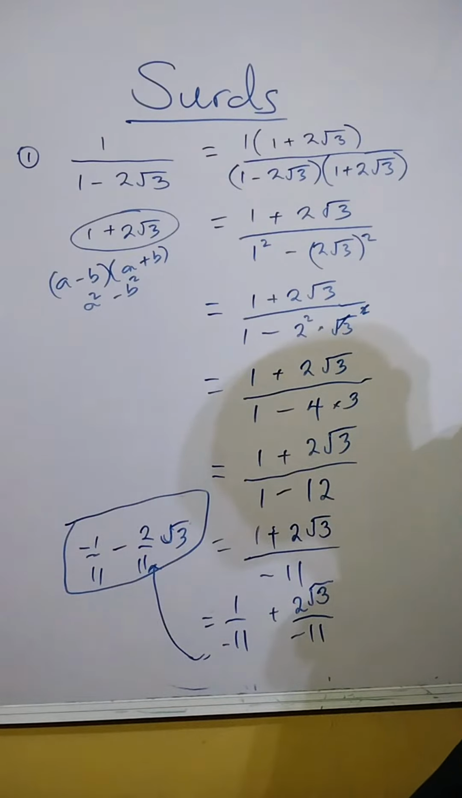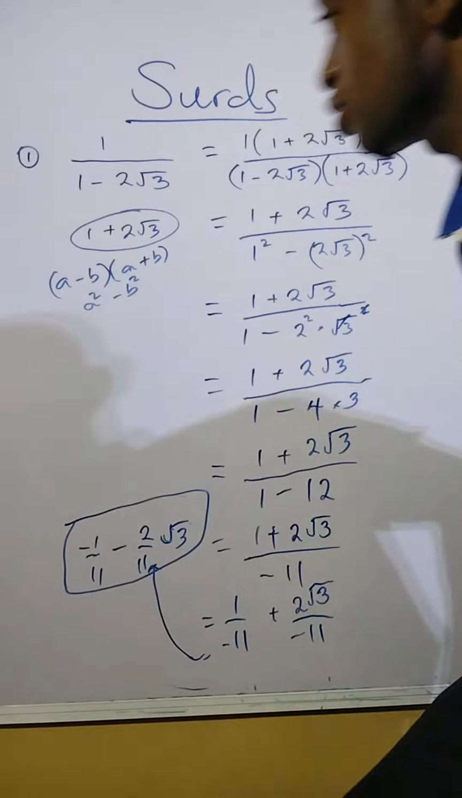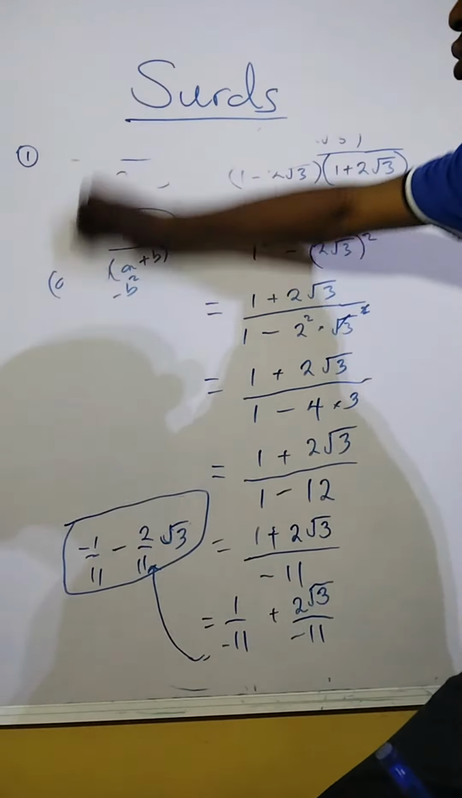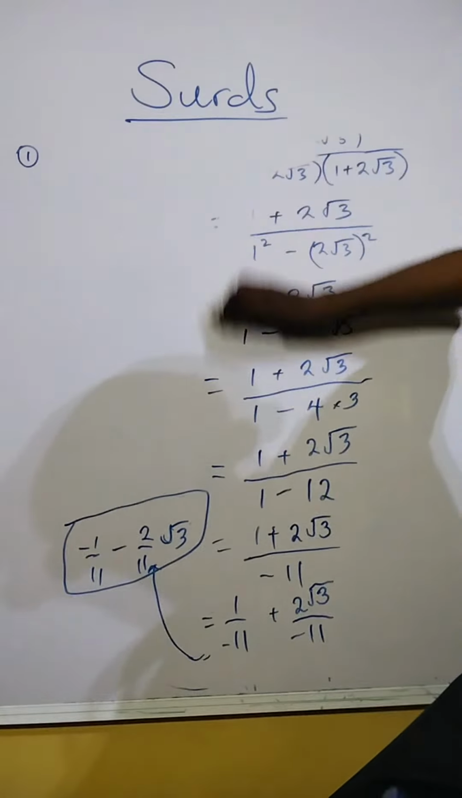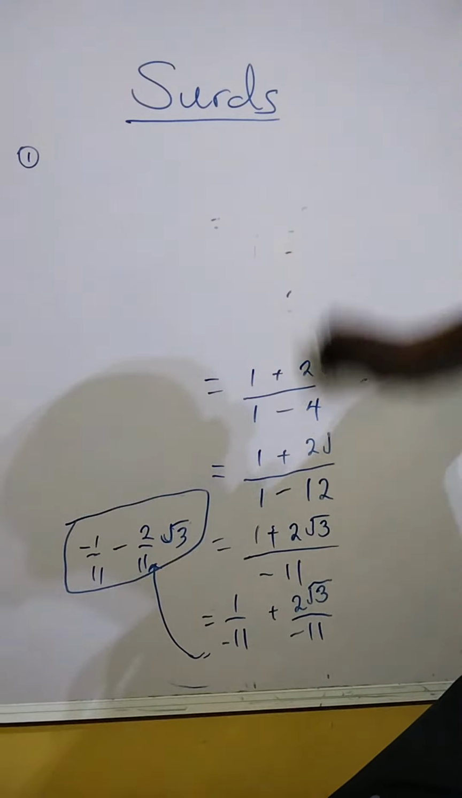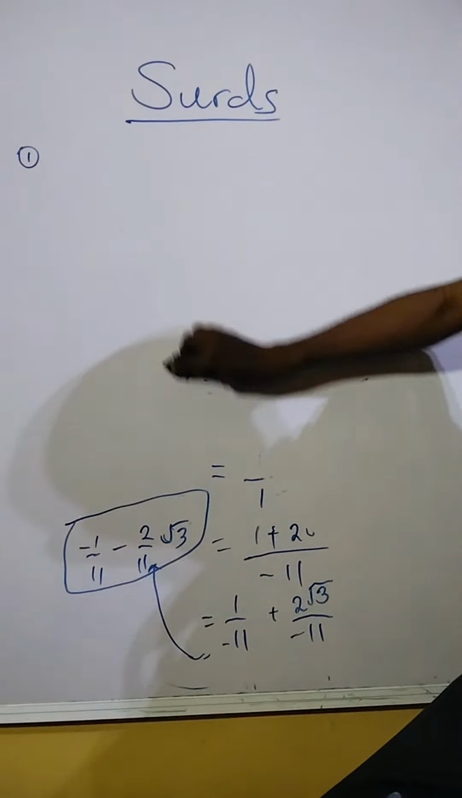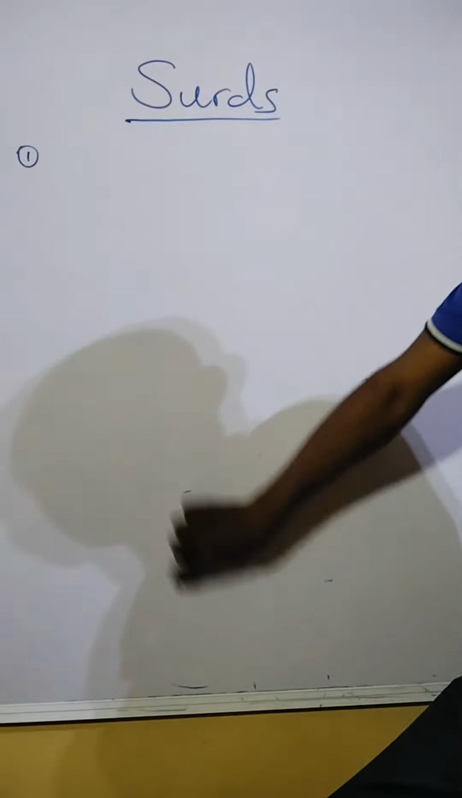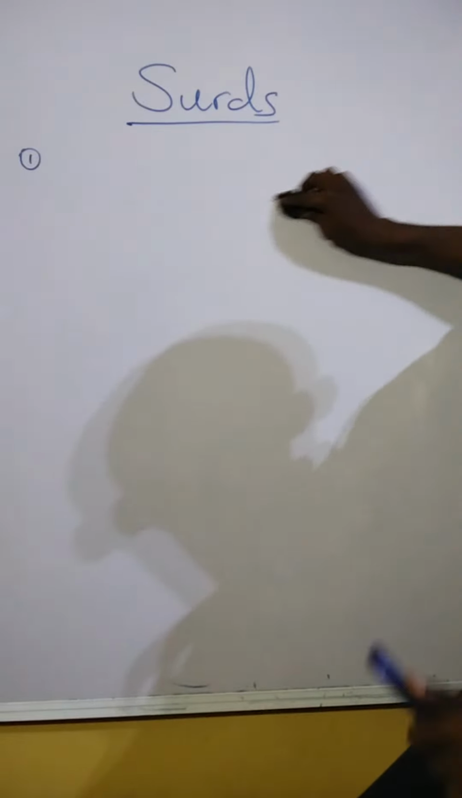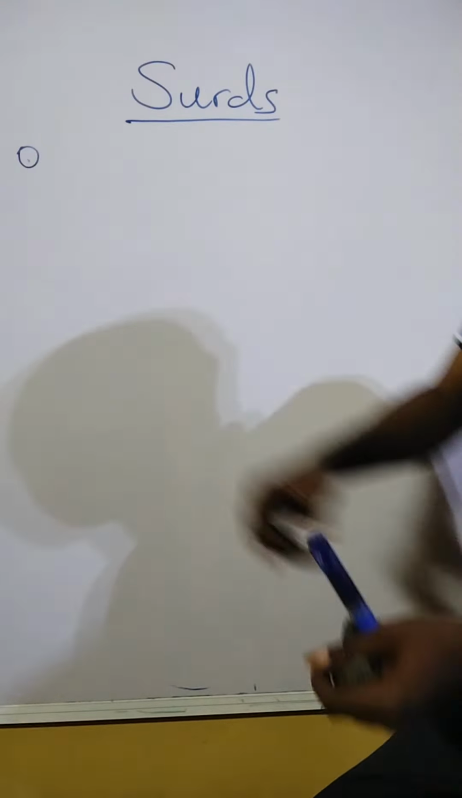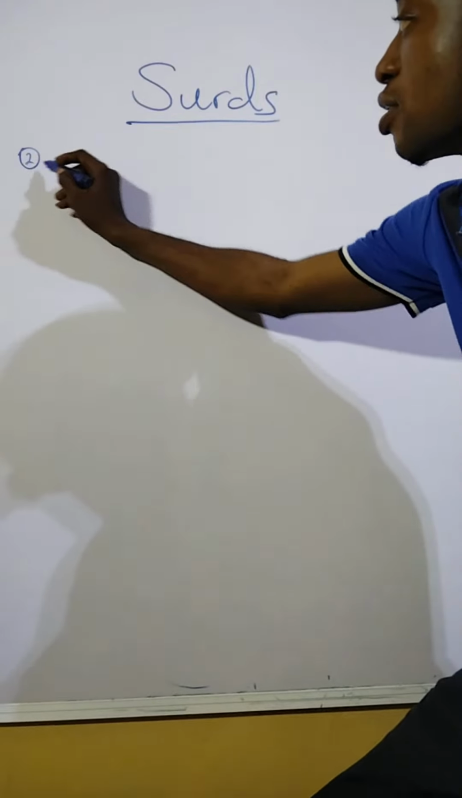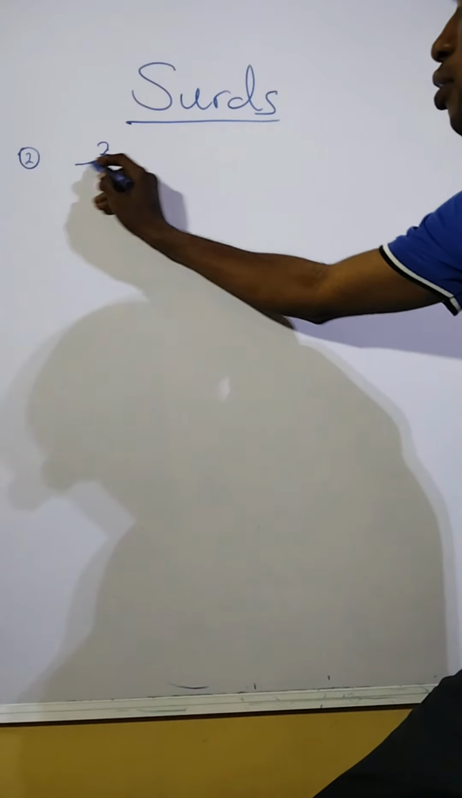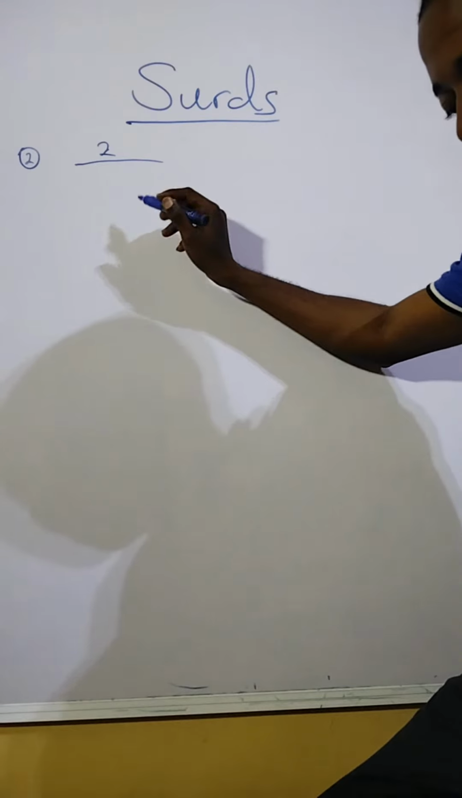And let's look at another one here. I will call this question number 2. That is, here we have this question, we have 2 divided by root 2 plus root 5.